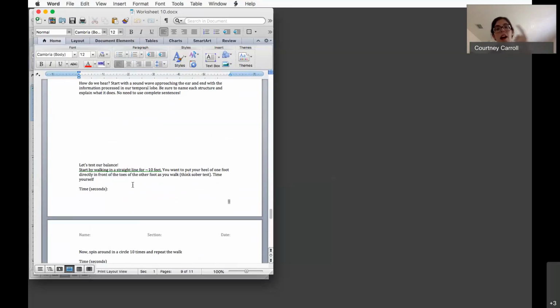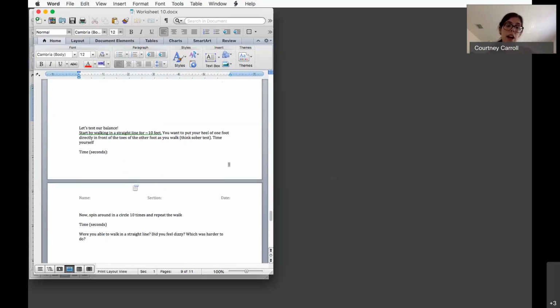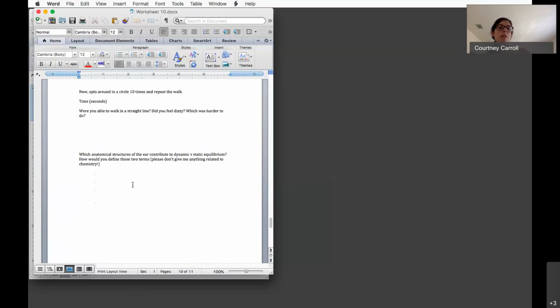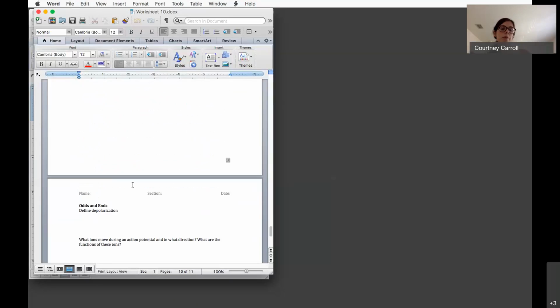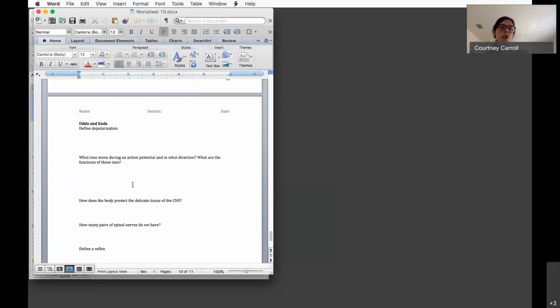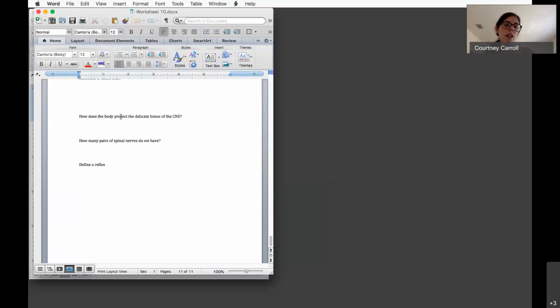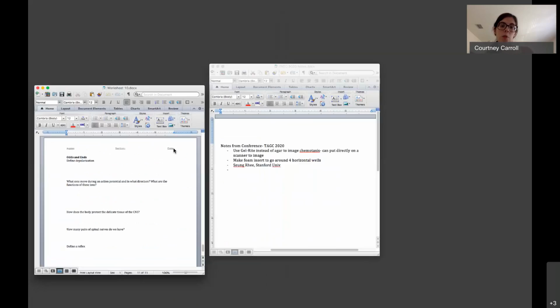Then you're going to spin around 10 times and try to repeat that and time yourself. And then compare. How did that work? Okay. Then you're going to finally answer a question about equilibrium, dynamic versus static equilibrium. And then there are some odds and ends questions, a few last things I want you to know about the nervous system that I think are important. Okay.